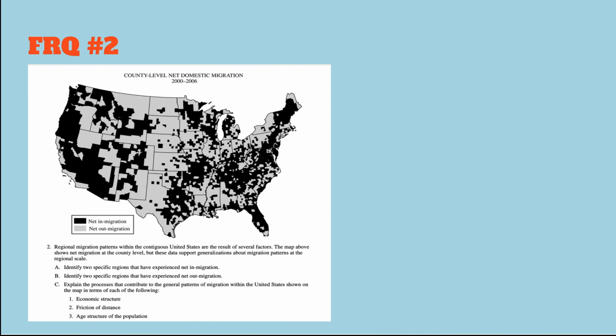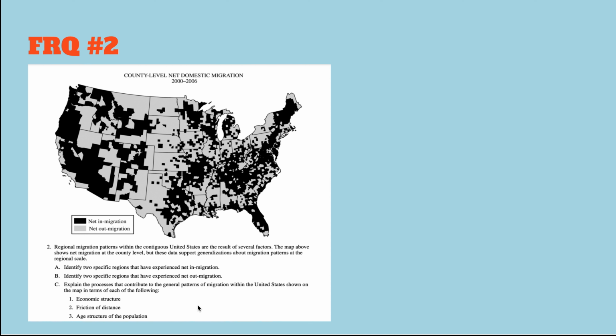Explain the processes that contribute to the general patterns of migration within the US shown on the map in terms of each of the following. So there's net in, net out, but what contributed to that? What contributed to that based on economic structure? Secondly, based on the friction of distance, which we discussed. And lastly, based on age structure. So economic structure, the economy, age structure. Well, the number of old people, young people, how age is structured.